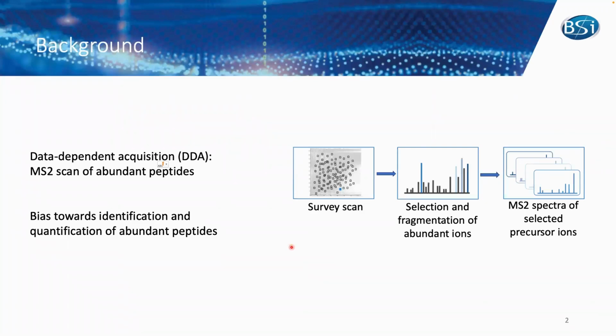Before I discuss the background of DIA, I will describe the process of DDA, data-dependent acquisition, something we're more familiar with. In DDA, as we know, the mass spectrometer selects a fixed number of the most intense precursor ions in the survey scan and fragments each precursor ion within a narrow isolation window for MS2 analysis. Because of this, typically identification and quantification are biased towards abundant peptides.